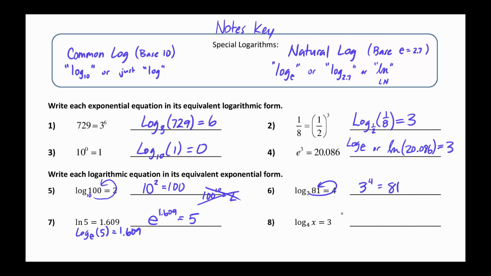Last one here, question 8. Log base 4 of x equals 3. So 4 is my base, 3 is my exponent, equals x. If I wanted to figure out what x would be, I could solve that. X equals 4 times 4 times 4, which is 64. That's what we're going to be getting closer and closer to here with these targets.